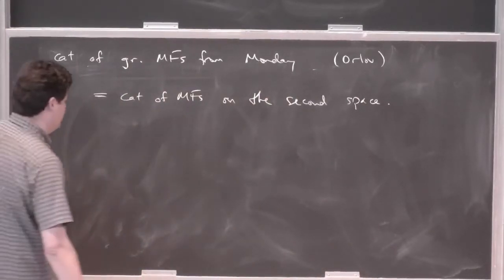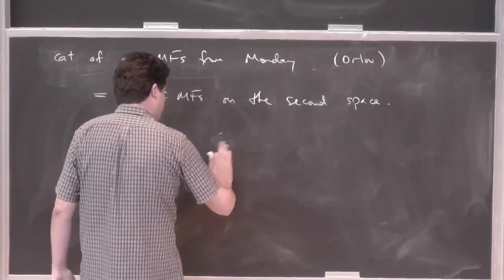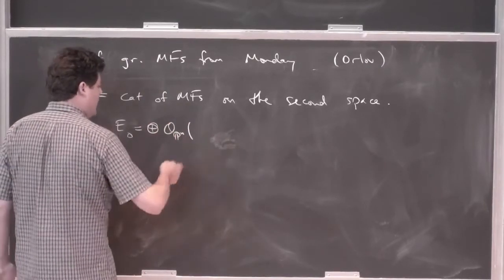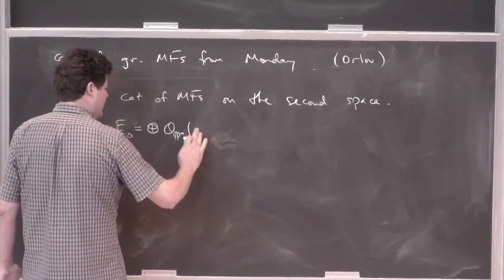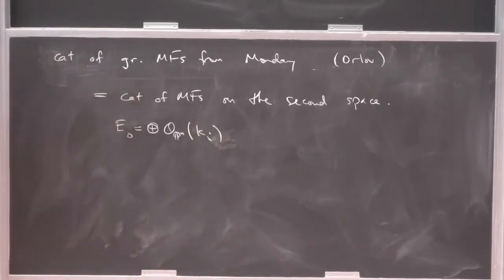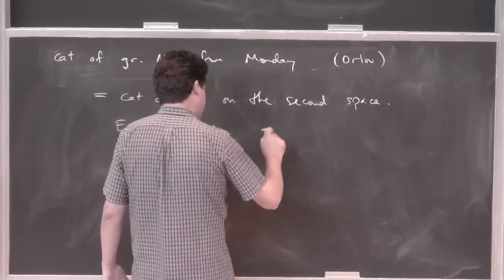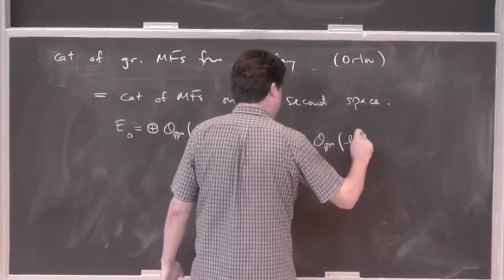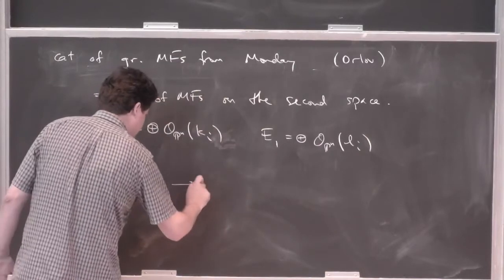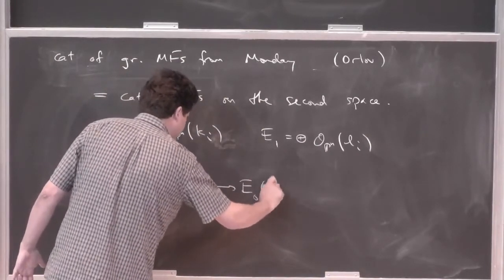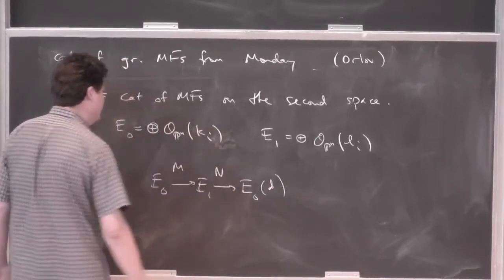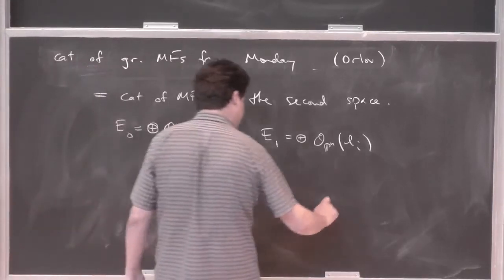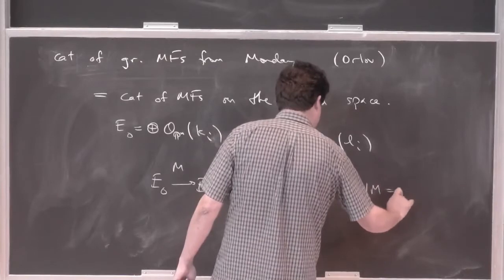So remember we had E_0 was some sum of O_{P^N} of some twists, and I'll use different notations than I did last time. E_1 was a sum of O_{P^N} of some l_i's, and we had a map from E_0 to E_1 to E_0 twisted by d, given by matrices M and N, with MN equals NM equals F.